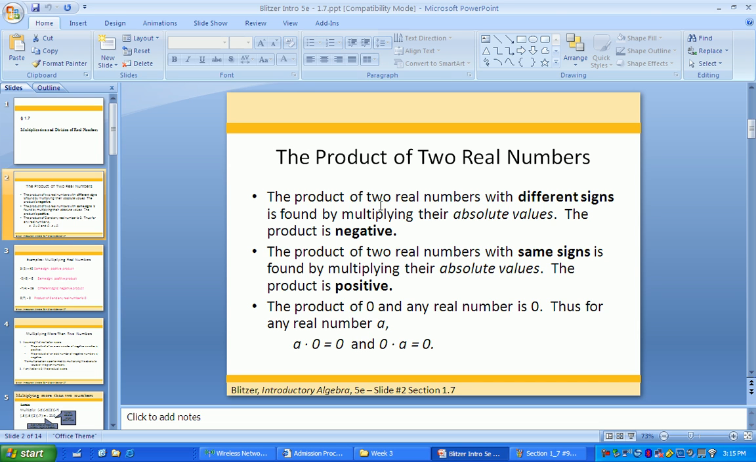So there's some particular rules, especially when we're multiplying negative numbers to positive numbers, and negative numbers to negative numbers, and positive numbers to positive numbers. So these slides will help you to identify the rules you should follow when you're doing multiplication of real numbers. The product of two real numbers with different signs. So if you have a negative and a positive, and you multiply them together, your product is going to be a negative. That's really important to remember.